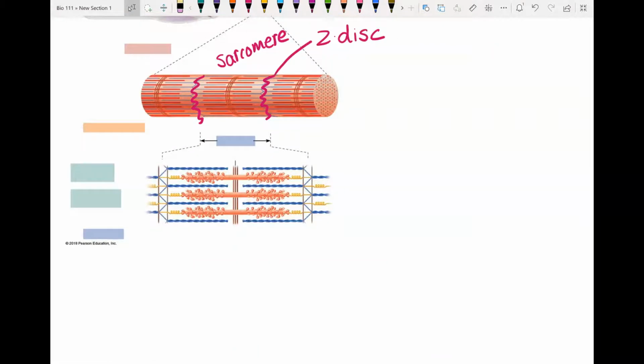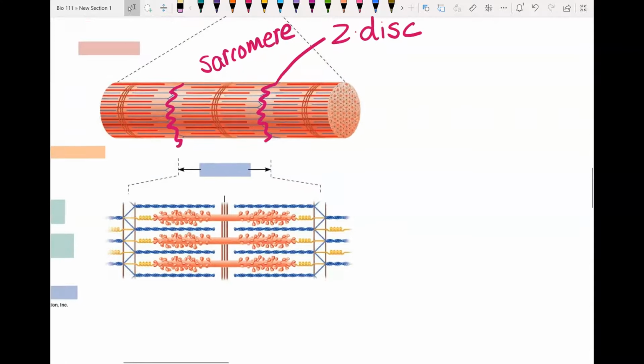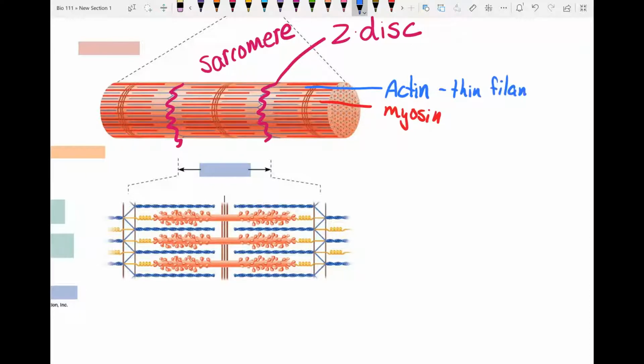Within the sarcomere are the actin and myosin. So in this picture, and different books use different color coding schemes, the blue lines here are the actin, and the red lines are the myosin. Notice the actin is a thin line, the myosin is a thick line. So actin is also called the thin filament, and myosin is also called the thick filament.